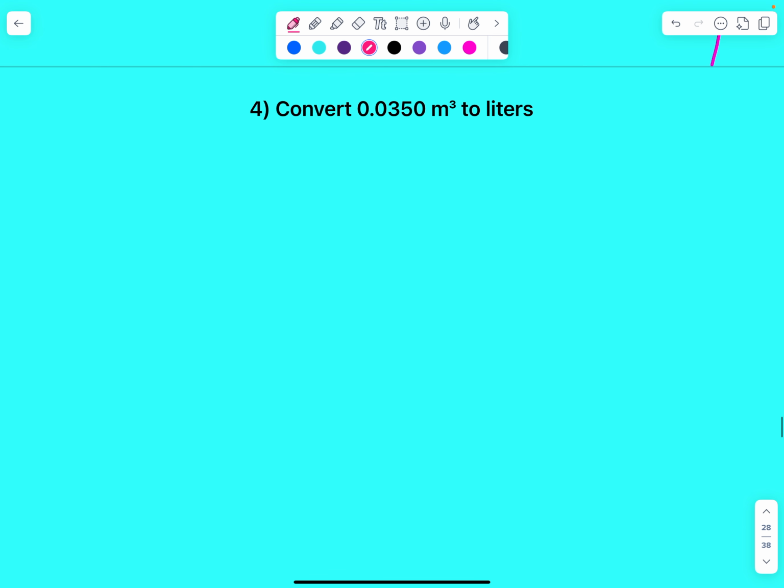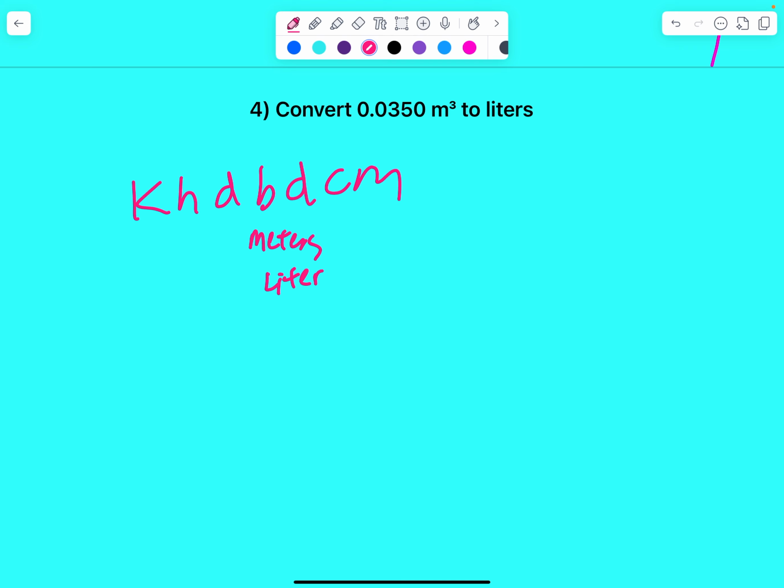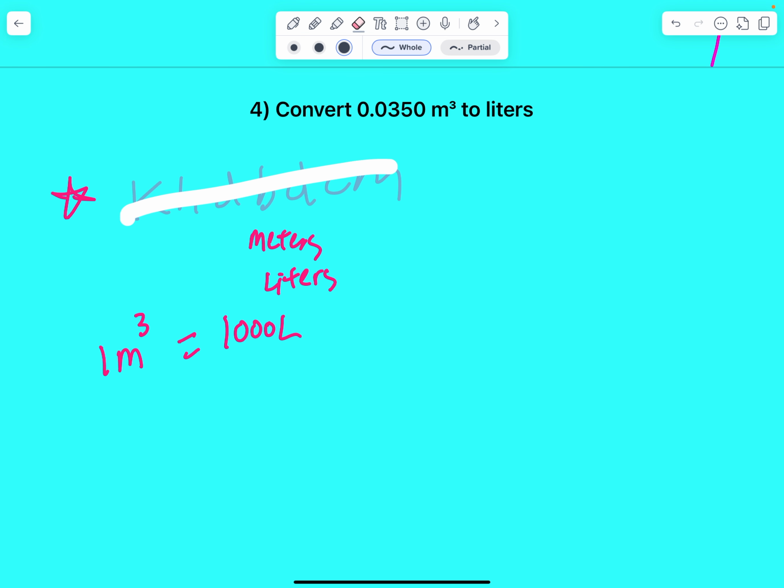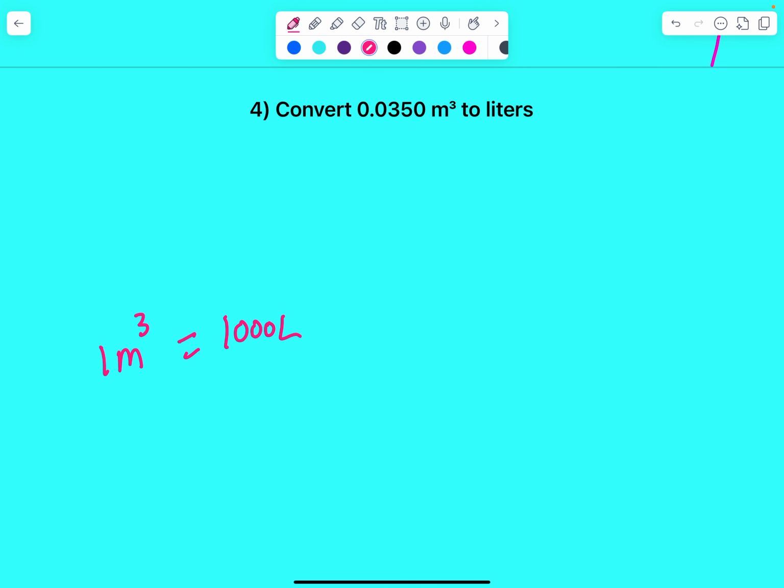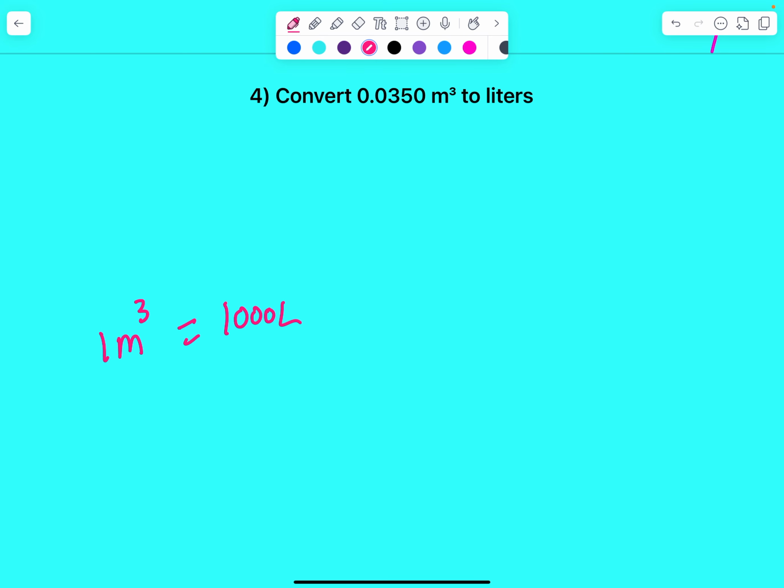So let's pull out the mnemonic. This is meters, and I have liters here. One thing that you have to know is that 1 meter cubed is 1,000 liters. I was testing you guys. You can't even find it with King Henry died by drinking chocolate milk. It may not even be given to you. Hence, memorization may be important. Just depends on what your teacher offers. 1 meter cubed is 1,000 liters.